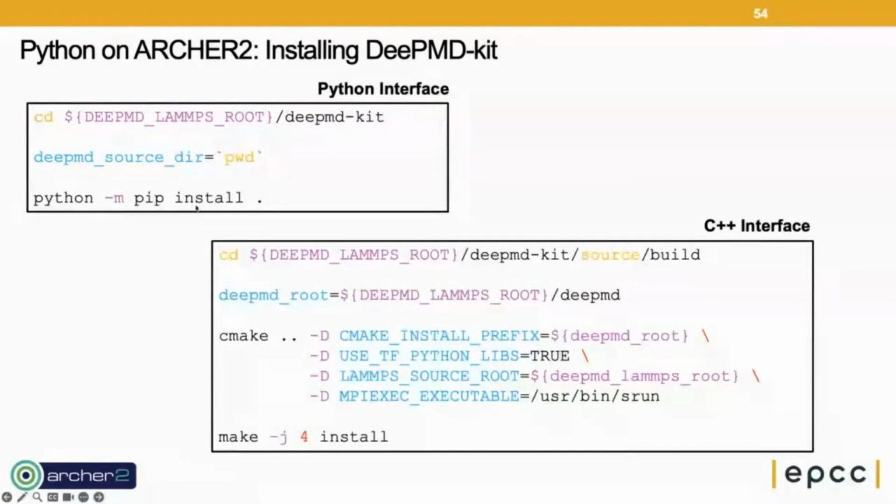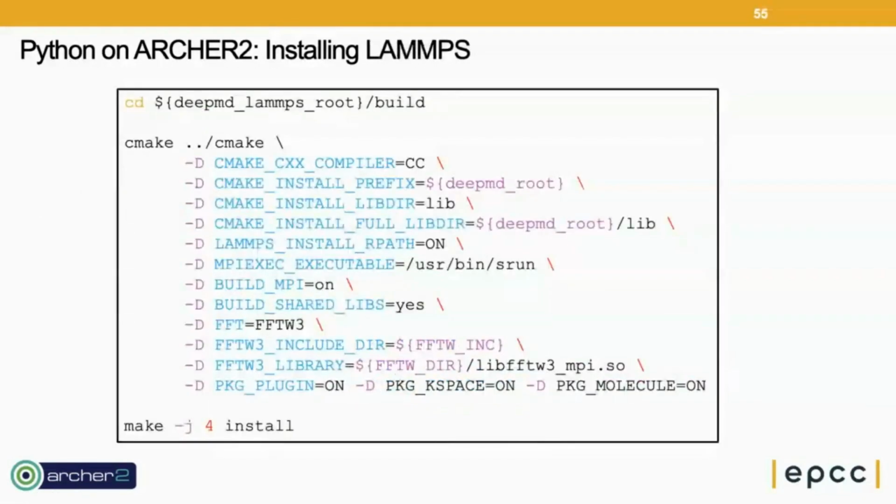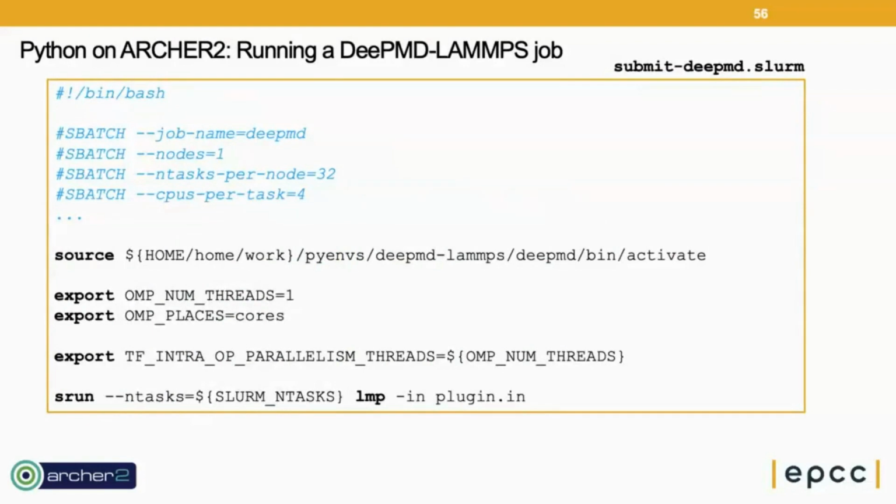For the Python interface, it's quite straightforward. I think you just cloned a GitHub repo, went into the repo folder, and ran this pip install dot command. When you're building the C++ interface, it's slightly more involved. You have to use CMake, and then indicate where the LAMMPS source code is located, which is the purpose of this LAMMPS source root environment variable here. Then you also need to build your local LAMMPS code, just the same as it would be done otherwise, indicating where the fast Fourier transform libraries will be on ARCHER2. And then you're ready to run your job.